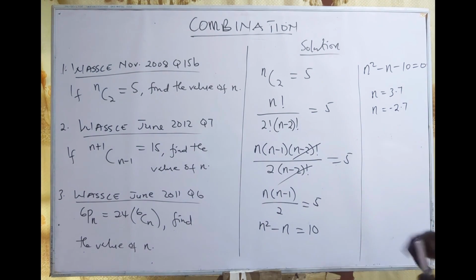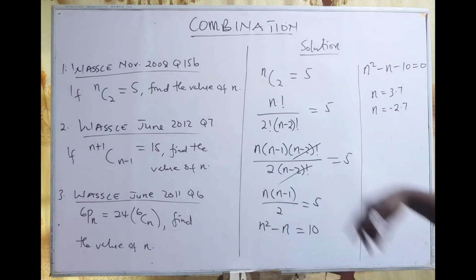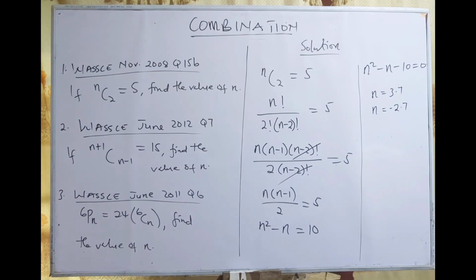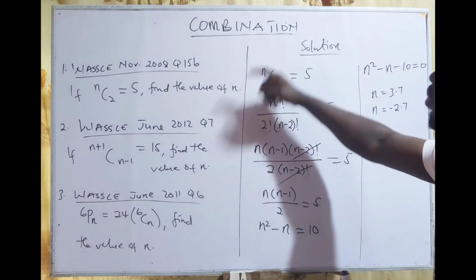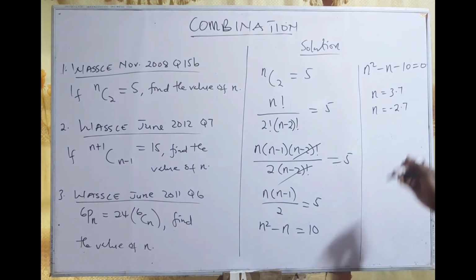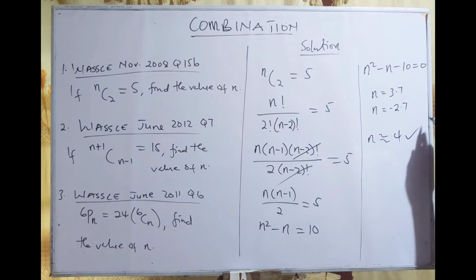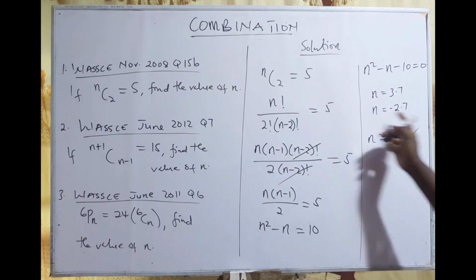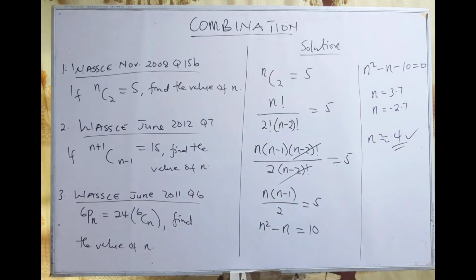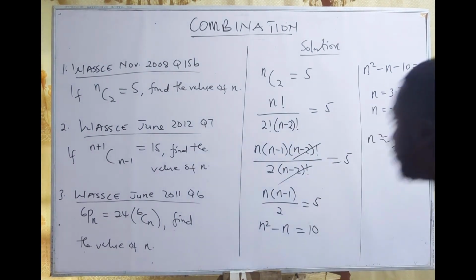Looking at the value here, n cannot be negative, so we take the positive answer. With the combination we use a whole number. So we can approximate our n to 4. Therefore the value of n is 4. The value here too cannot be negative. Is that okay? So let's go to question 2.